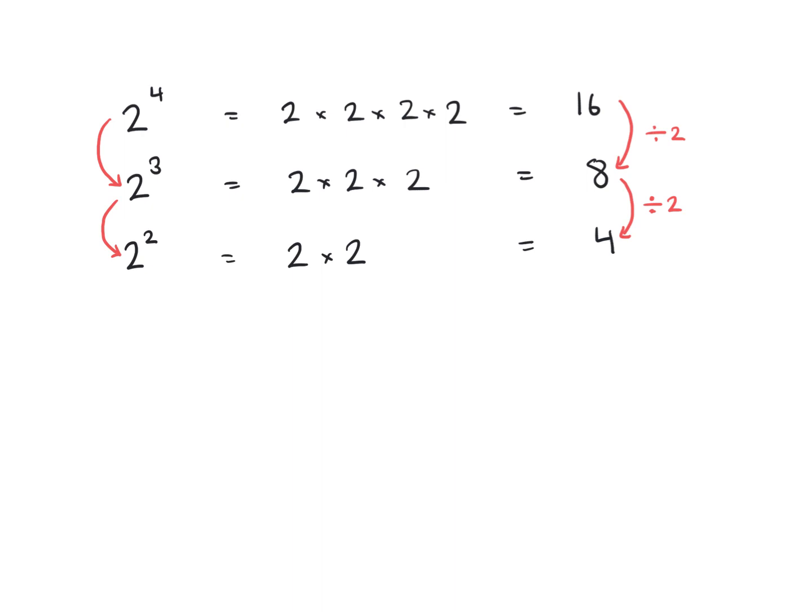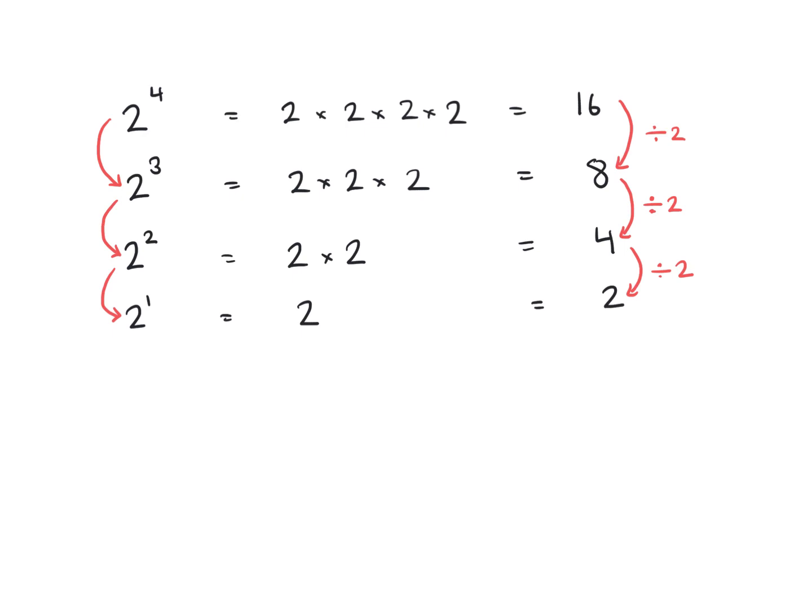So perhaps we see a pattern emerging. If we want to go down one exponent, perhaps the way to do it is to divide by the base. So 2 to the exponent of 1 is just equal to 2. Nothing special there. But how can I get from 2 to the exponent 2 down to 2 to the exponent 1? Well, the answer is actually divide by 2. So we have a pattern. 16 divided by 2 is 8. Divide by 2 is 4. Divide by 2 is 2.